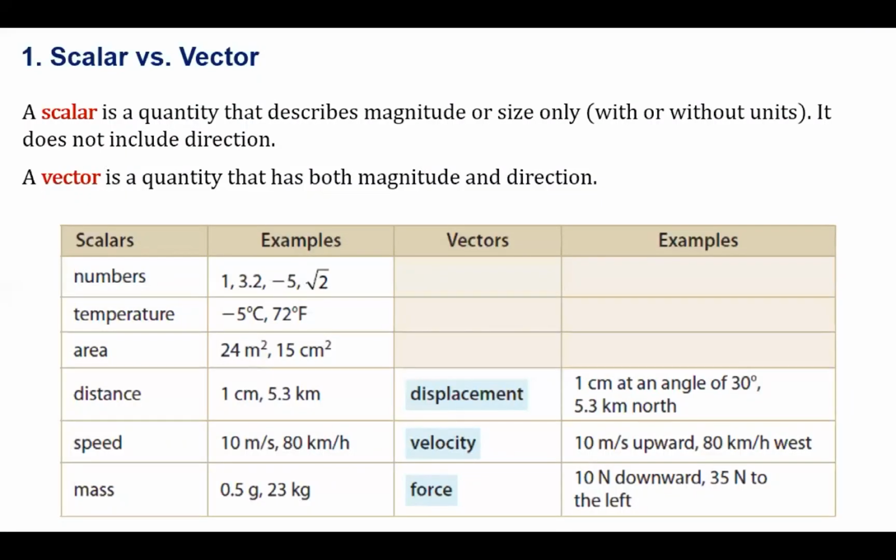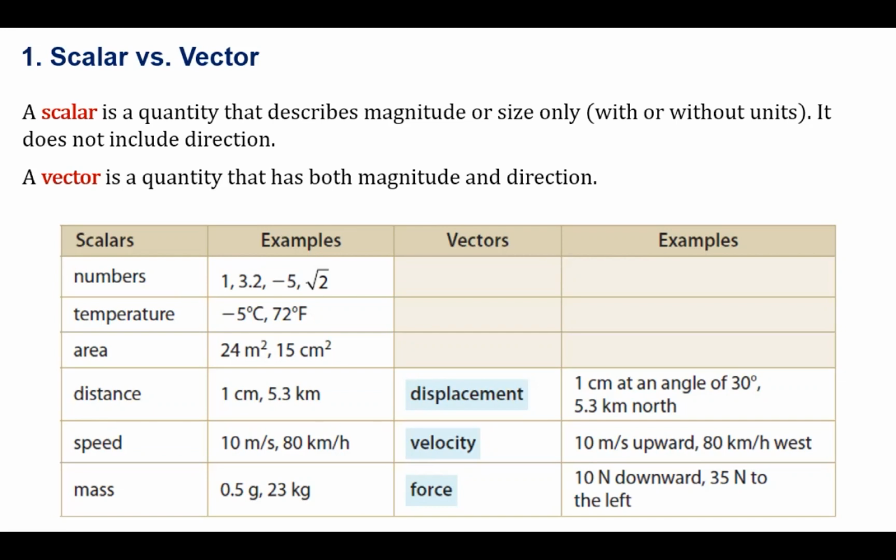Okay, first of all, let's have a look at the concept of scalar and vector. A scalar is a quantity that describes magnitude or size only, with or without units. It does not include any direction. Whereas a vector is a quantity that has both magnitude and direction. For example, regular numbers such as 1, 3.2, -5, square root of 2 are numbers. So these numbers are scalars, right?